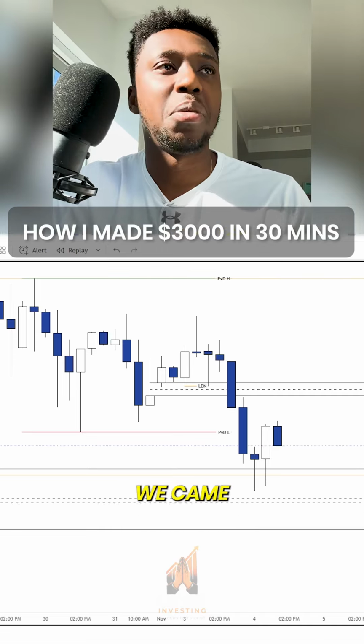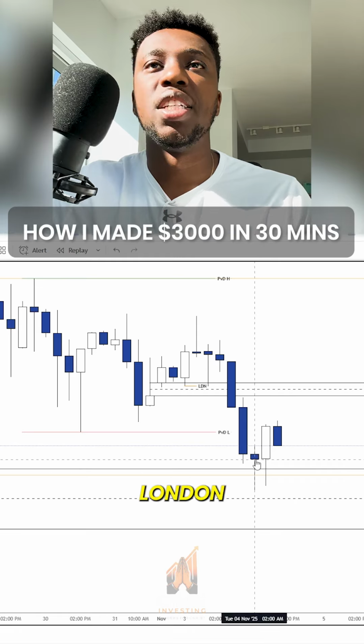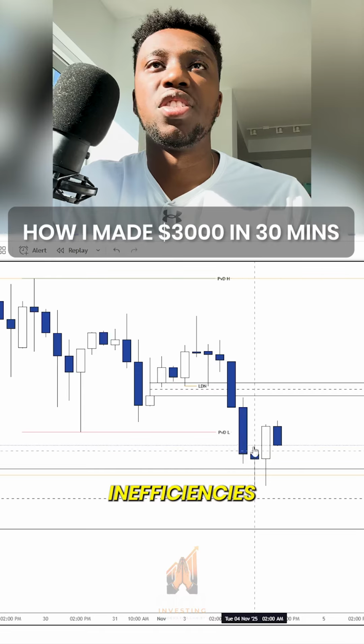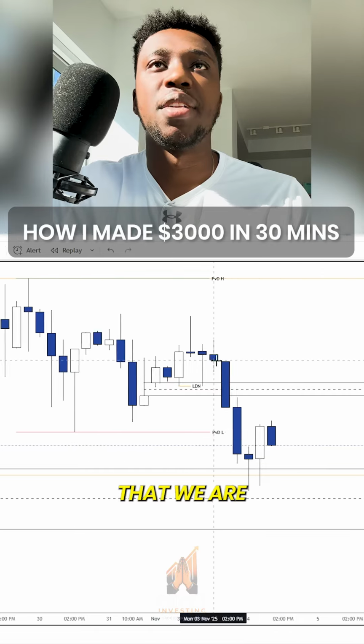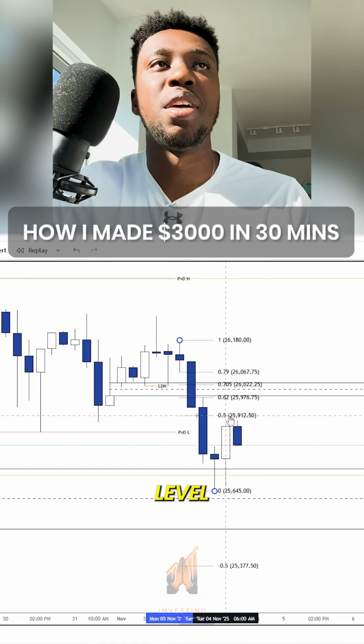So you can see here that we came into this new week opening gap, and we now have rejected away from it here in London, creating this rejection wick with inefficiencies that are here, as well as the fact that we are at a steep discount. We can at least come back to this 50% equilibrium level on the 4 hour here.